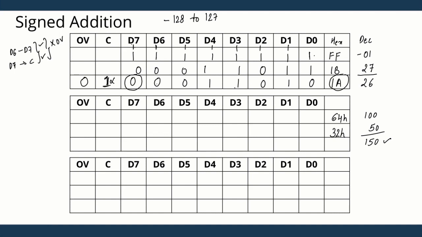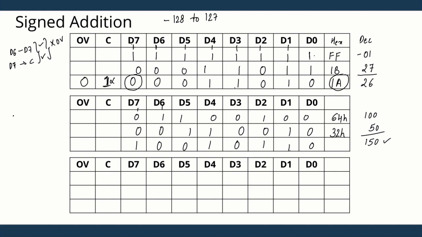So let us write the binary of 64. That is 0, 1, 1, 0, 0, 1, 0, 0. Now let us look at the binary of 32, which is 0, 0, 1, 1, 0, 0, 1, 0. Now let us add them together. So this is 0, this is 1, this is 1, this is 0, this is 1 and this now is 0, 1, 0. So we have 1 over here. Again you have an overflow.